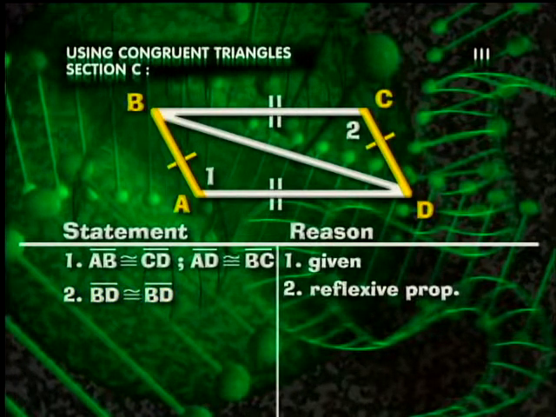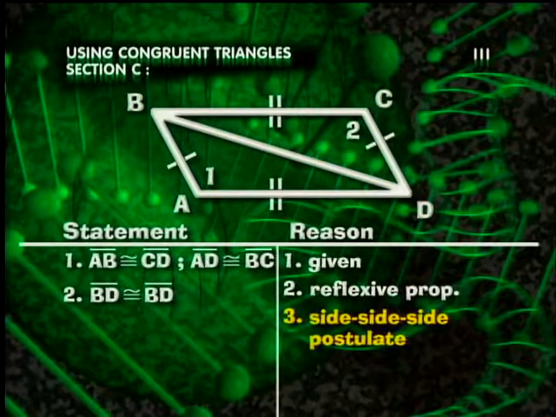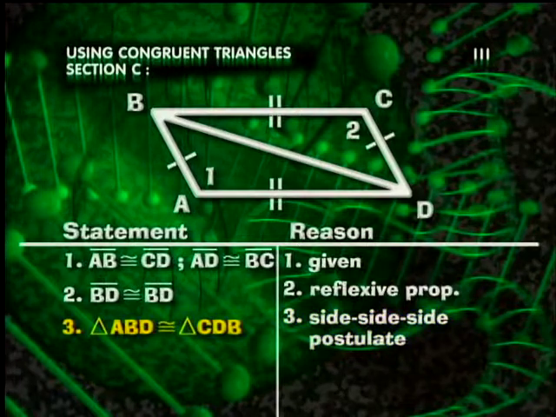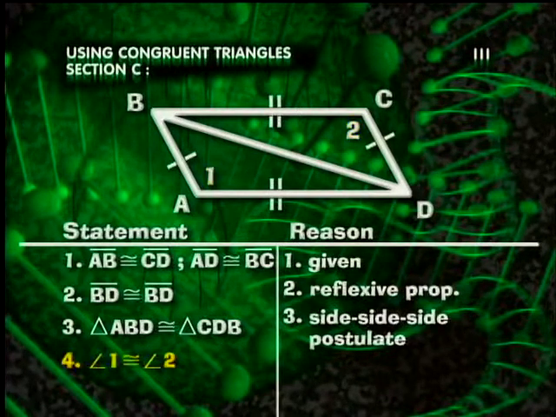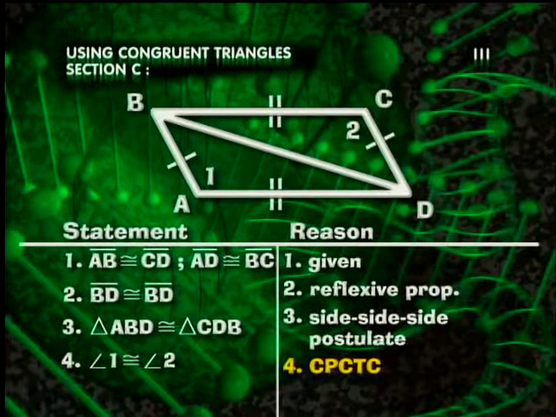With these 3 pairs of congruent corresponding sides, we can use the side-side-side postulate to conclude that triangles ABD and CDB are congruent. Because angles 1 and 2 correspond, our last step is to state that they're congruent because of CPCTC. Corresponding parts of congruent triangles are congruent.